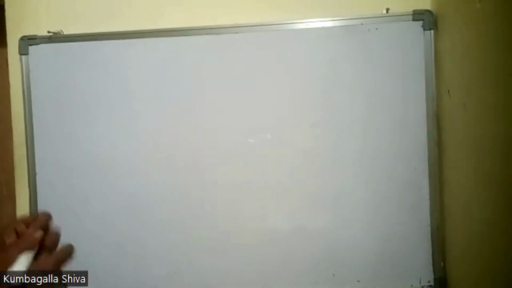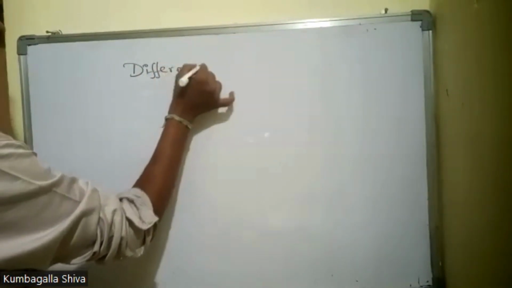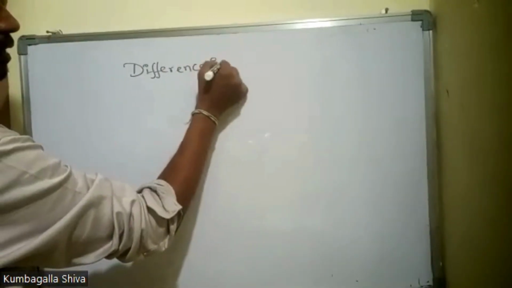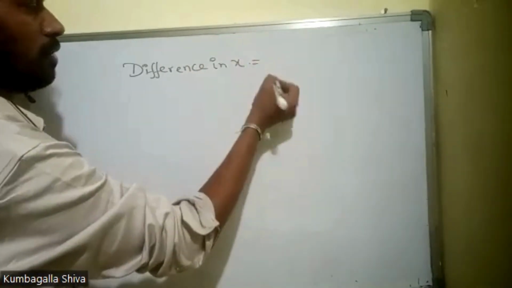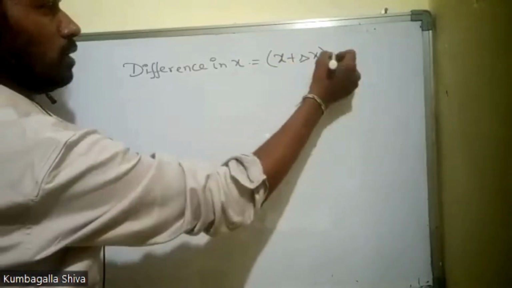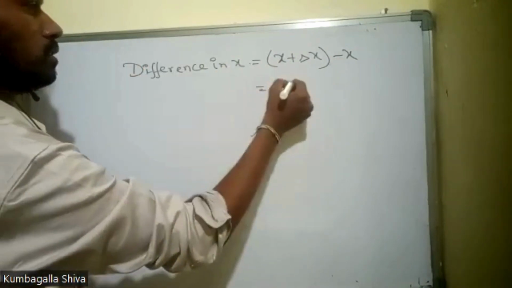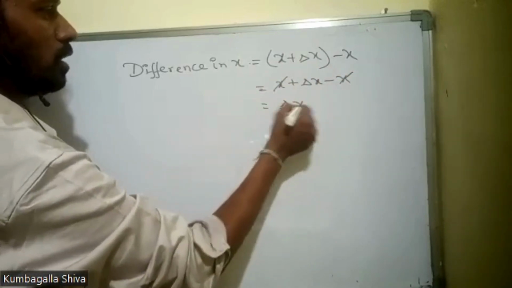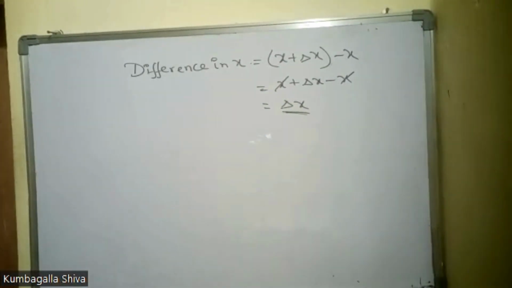Difference in x. What is the final value? You have x plus delta x. What is the initial value? x. So if I substitute, what will I get? x plus delta x minus x, the x cancels, and you get plus delta x. So this is called the difference in x.